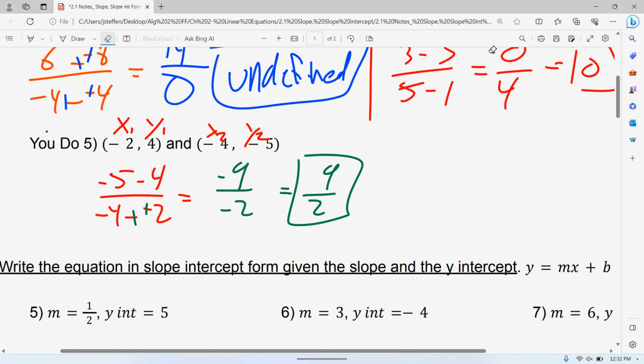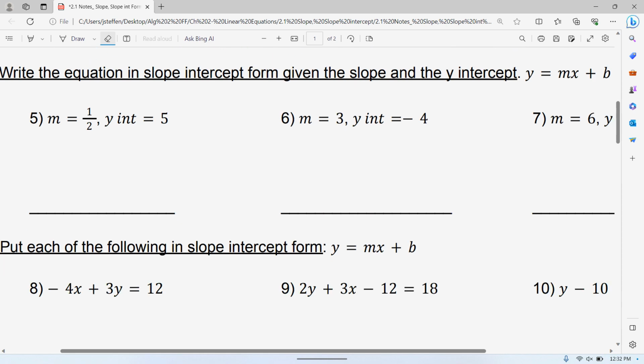All right, the next part, I don't even know if you'll have any questions like this. I might put something in a quiz just for you. But this is just putting this in slope-intercept form. Just make sure you double check that.